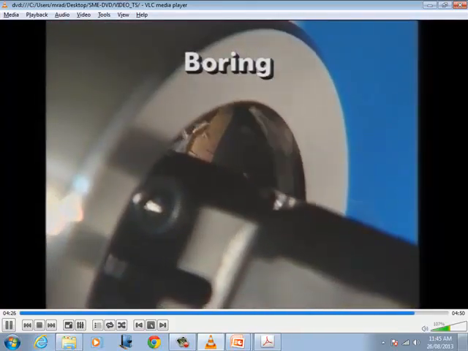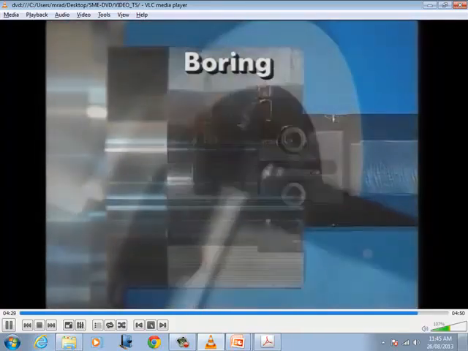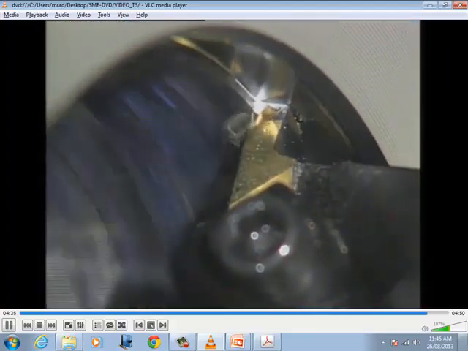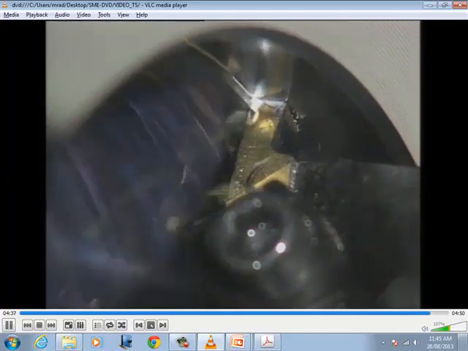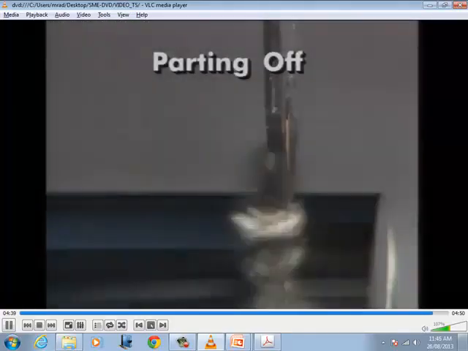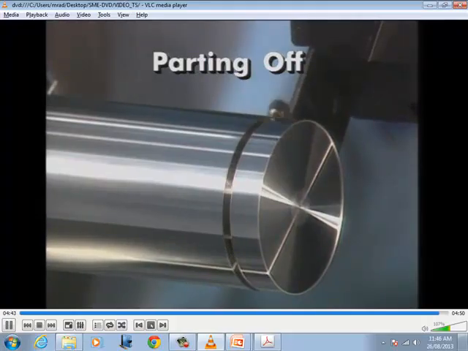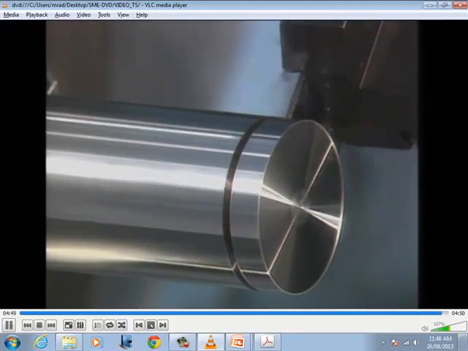Boring enlarges and finishes a hole with a single point cutting tool, like a turning tool. The boring bar moves along the axis of the part, as in turning, but inside the drill hole. Parting off or cutting off is like grooving, but with the narrow tool advancing to center, causing the finished part to fall off.